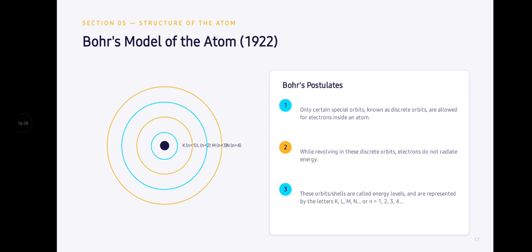And the third is these orbits or shells are called energy levels and are represented by the letters K, L, M, N or small n equals 1, 2, 3, 4. K, that is n=1, L, that is n=2, M, that is n=3 and N, that is n=4.